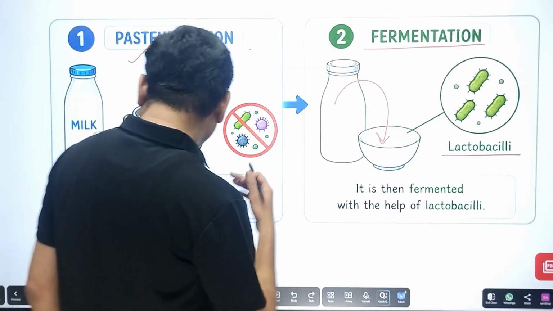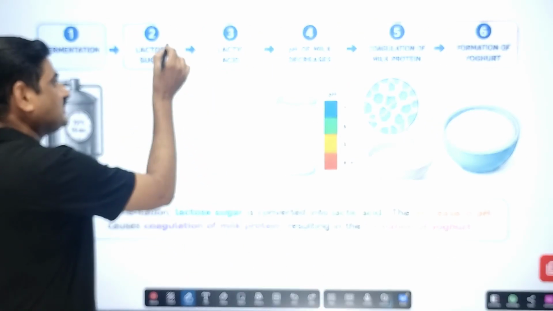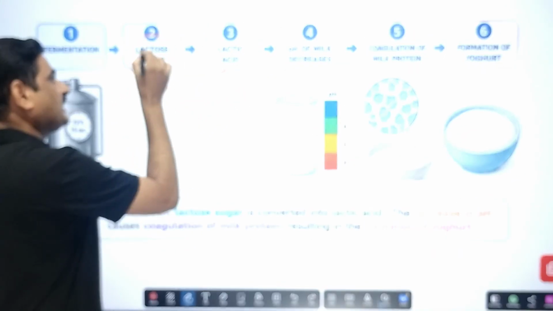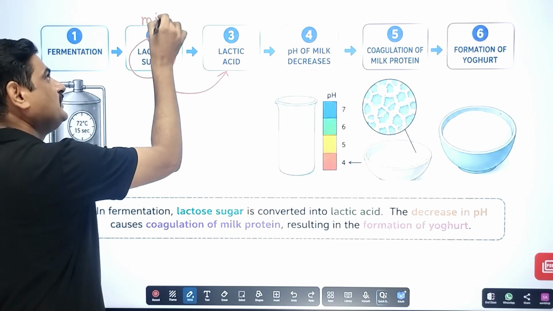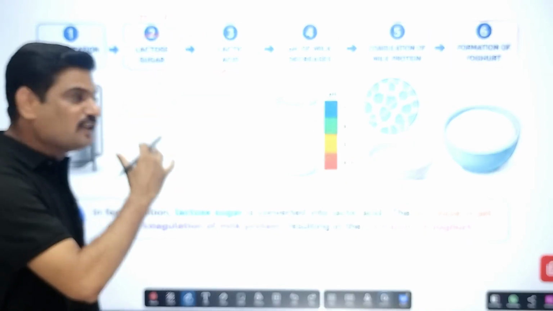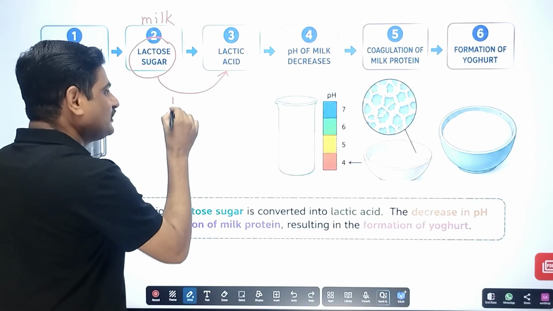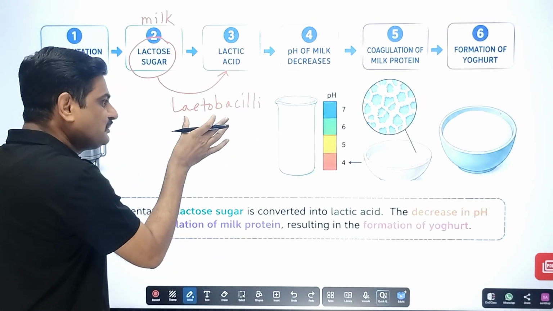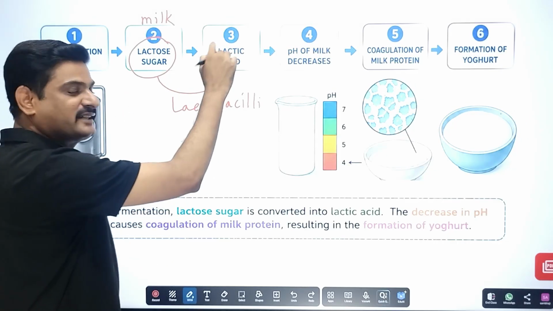Okay. Now how to do this fermentation process? The first step will be that the lactose sugar will be converted into lactic acid. Lactose sugar, we all know, is a milk sugar. So milk sugar lactose is converted into lactic acid by the bacteria we just added, that is lactobacilli. So this lactobacilli bacteria converts the lactose sugar into lactic acid.